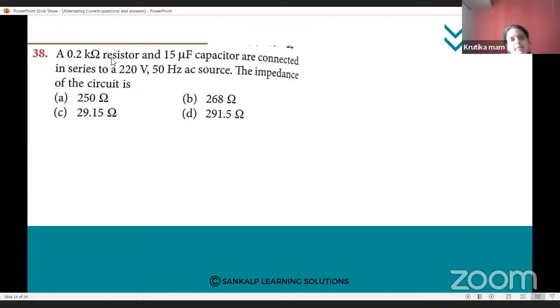Next question. A 0.2 kilo ohm resistor and a 15 microfarad capacitor are connected in series to a 220 volt, 50 hertz AC source. So frequency is there, voltage is there, capacitance value is there, resistor value is given. You have to calculate the impedance of the circuit. I already told you how to calculate the impedance. Similar one, please try it yourself, students.